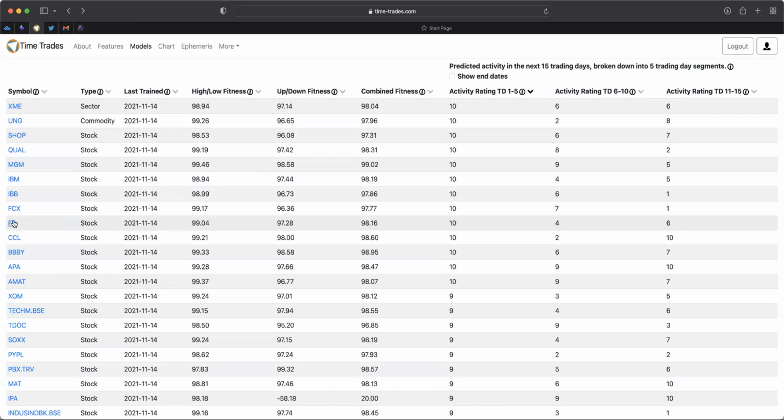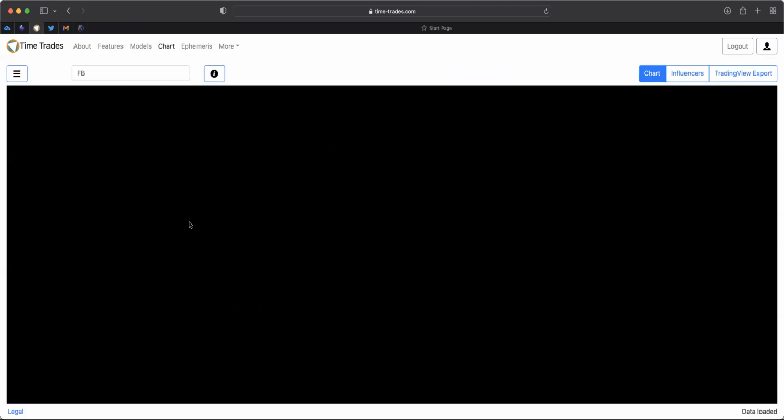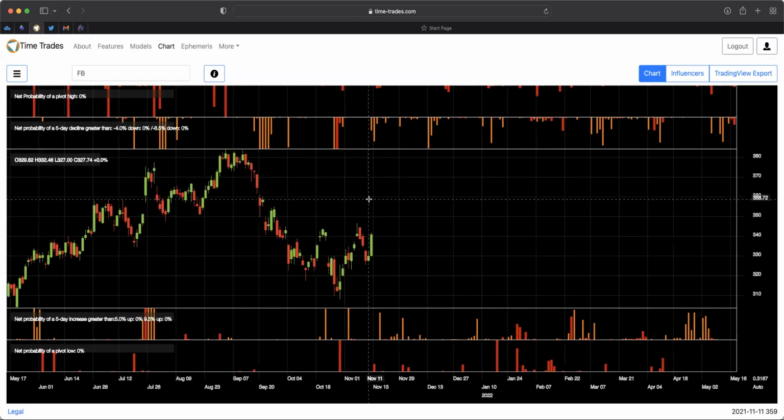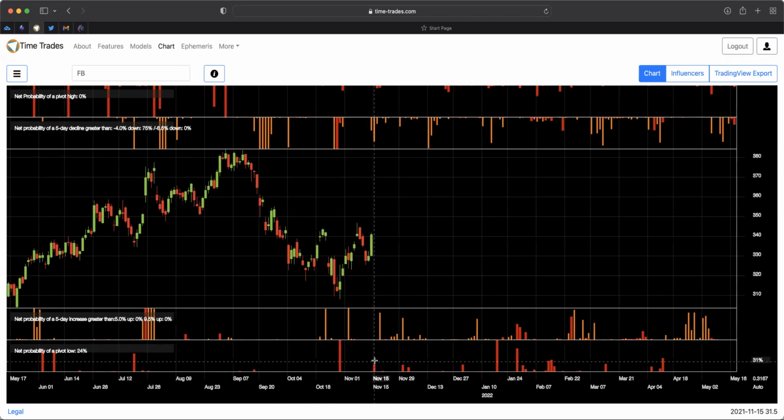We can click on Facebook and take a look at that. So here we've got Facebook. It looks like it's got a low probability pivot low for November 15th. And that is confirmed also by a down day. So we've got a 75% probability of a 1 standard deviation down move on Monday, and then some more volatility, and then the next pivot low is coming up November 30th.